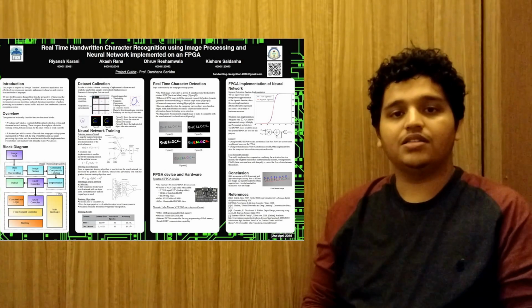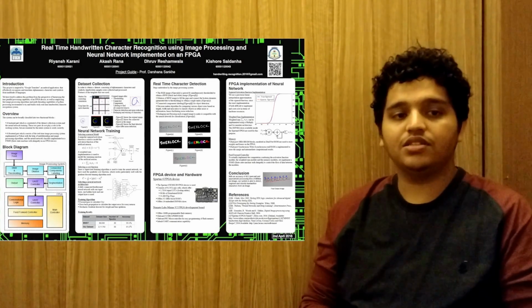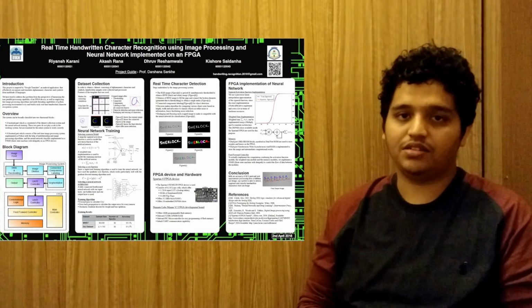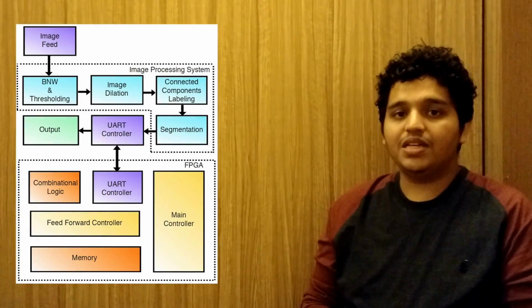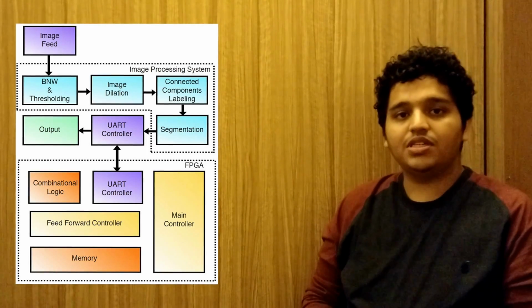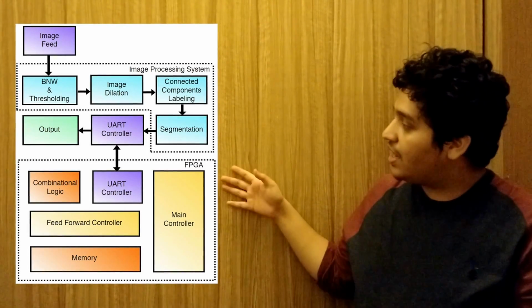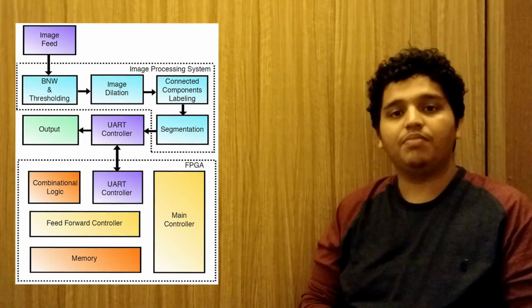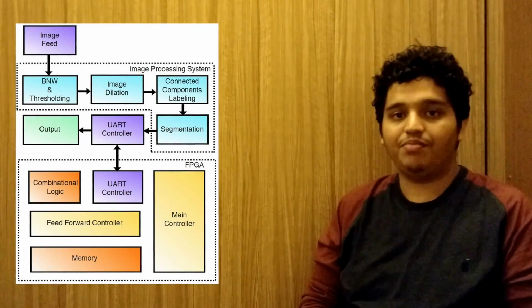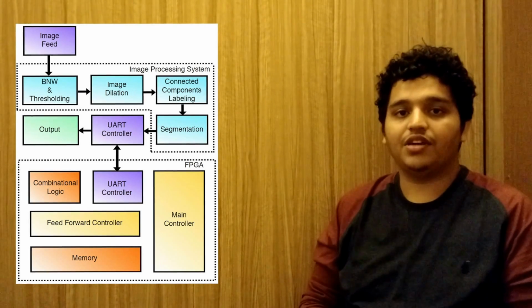The back end part consists of dataset collection and neural network training, and the front end part consists of the real-time handwritten character recognition system. Basically, the real-time system can be divided into two parts: the image processing system implemented from scratch in Python, meanwhile harnessing the true parallel processing power of a Spartan 6 FPGA device to implement the neural network as a classifier.